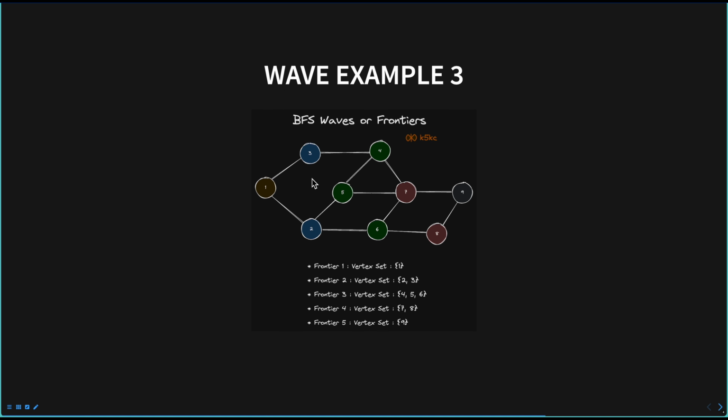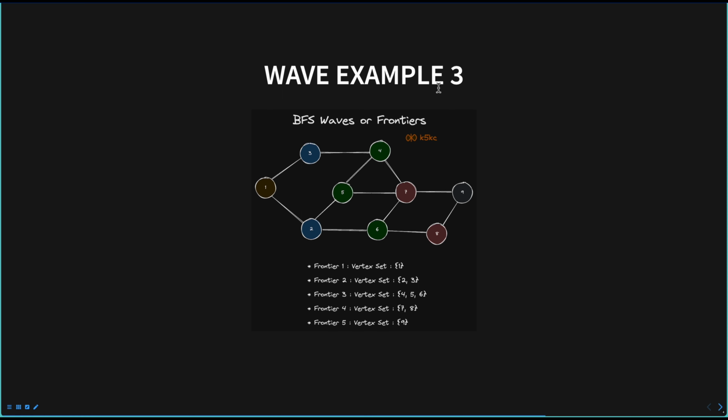Suppose here we again start from 1, then the next two nodes, 2 and 3, are marked as blue. Then it opens up the third frontier, which is 4, 5, 6. Then this opens 7 and 8, and then eventually we reach 9, and our wave is now complete. Now, if we look at it, what this tells us is that we look at our closer neighbors first. That's what we were initially talking about.